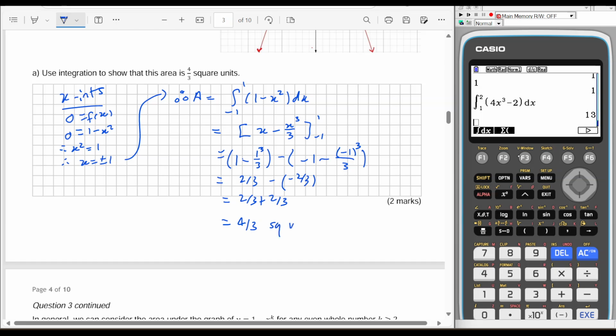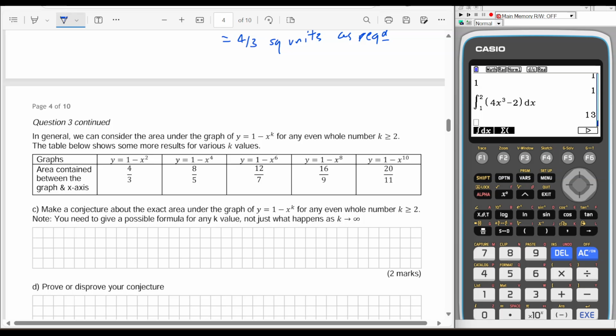Square units, as required. Cool. All right, there's a table. We need to make a conjecture. So it looks like there's only even numbers, first of all. We'll talk about that later. It looks like whatever's on the top of the fraction is just double whatever that k value is.